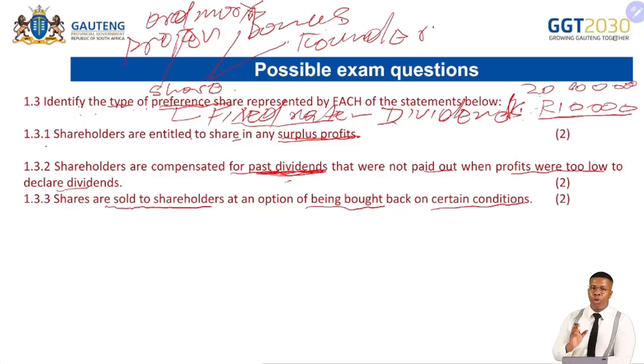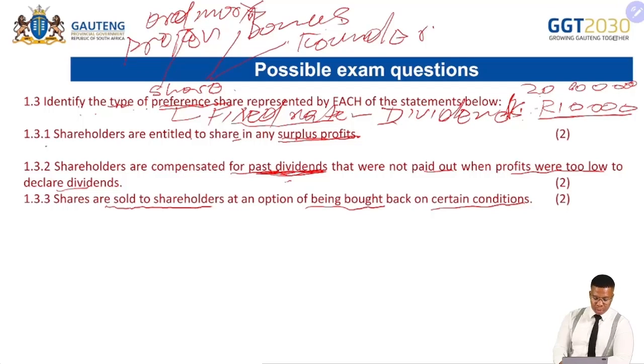It means they are going to accumulate. They are going to be added to say we owe a so-and-so shareholder dividends from 2019 and dividends from 2020. So when the company performs well in 2023, then they would have to start by compensating the past dividends that were not paid out. That is why we call it the cumulative preference share.